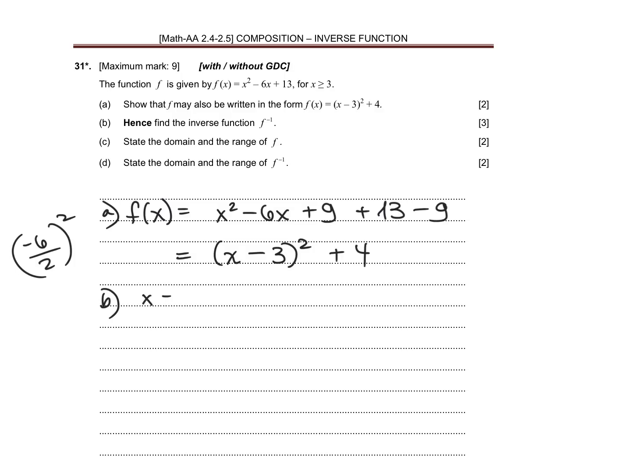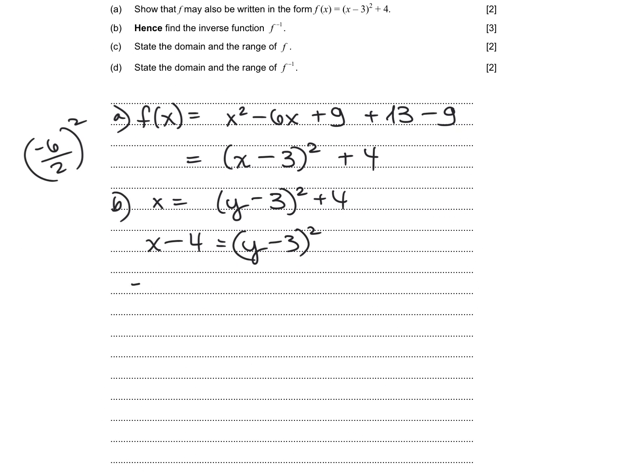B, hence, find the inverse function. So we're going to have x equals (y - 3) squared plus 4. Subtract 4. The square root. And then add 3.